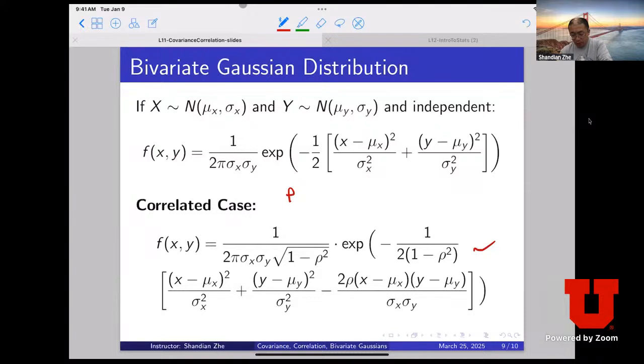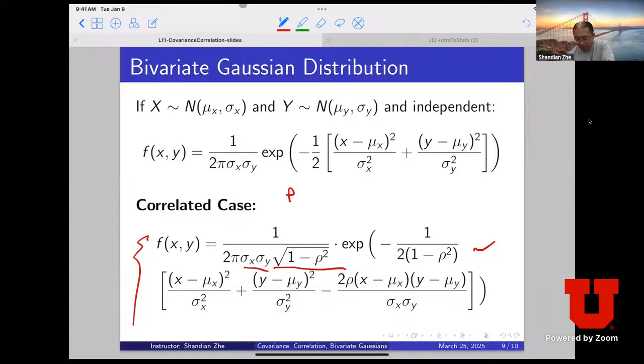So you don't need to memorize this. It's just to give you a sense: when two Gaussian random variables are dependent and you know their correlation coefficient, then you can directly write down the joint PDF in this form. You can use our slides as a reference, like a dictionary, to retrieve it. You still have 1 over 2 pi times sigma x times sigma y, but now you multiply by a factor, the square root of 1 minus rho squared.